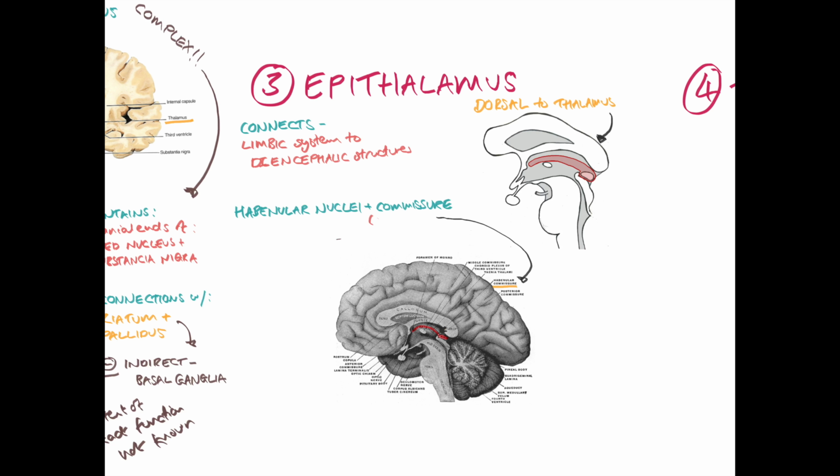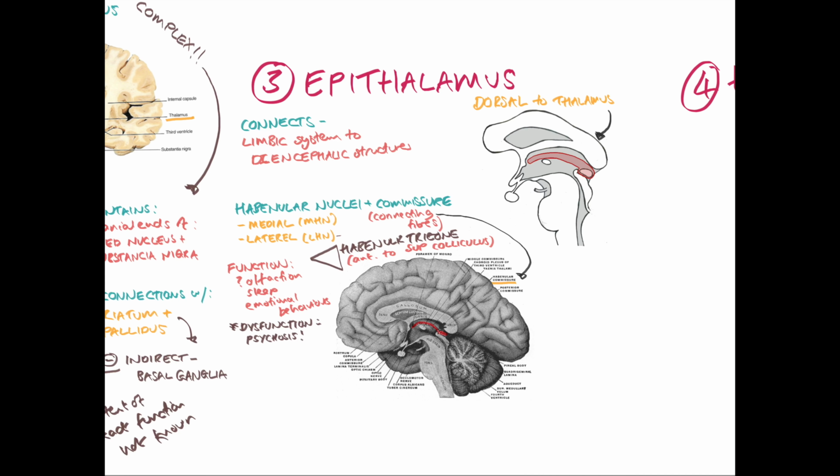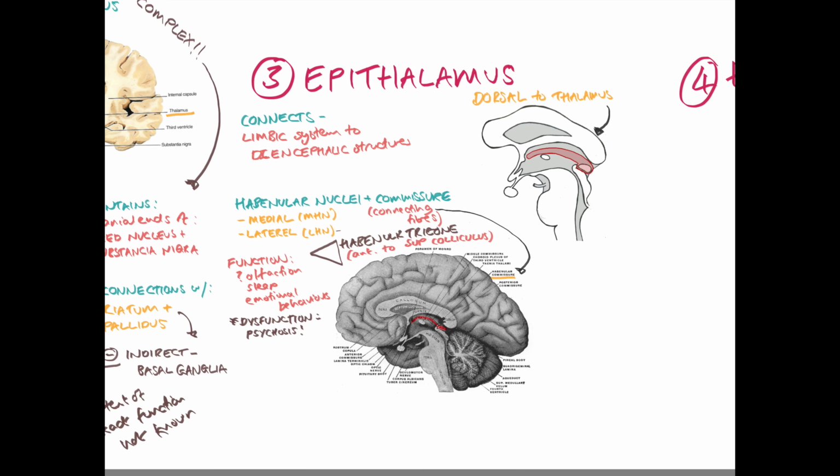The habenular nuclei and its commissure lie at the posterior end of the epithalamus. The medial and lateral habenular nuclei form what is known as the habenular trigone, which lies just anteriorly to the superior colliculus. These nuclei are believed to play a role in the psychosocial behavioral responses to olfactory stimulus. They also play a role in sleep regulation and other broader emotional behaviors. And dysfunction of the habenular nuclei has been shown to cause psychosis.